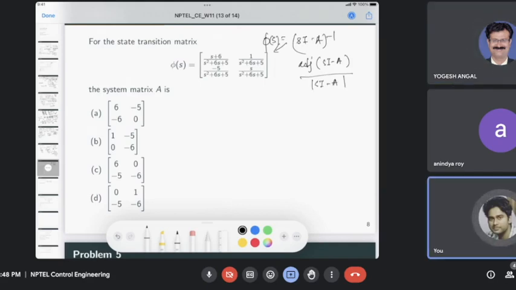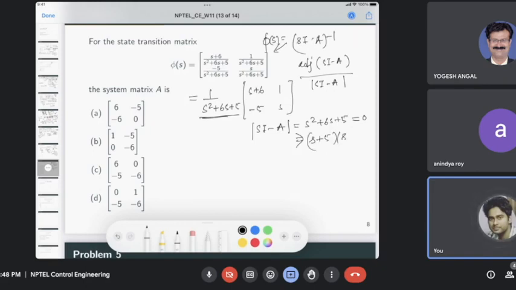Okay, so we can easily see that from this we can take common the denominator term (s plus 5)(s plus 1). This is equal to the determinant of (sI minus A), and if we equate it to zero, then we will obtain the poles of the system. So the poles are s plus 5, s plus 1, so minus 5 and minus 1. So these are the poles.